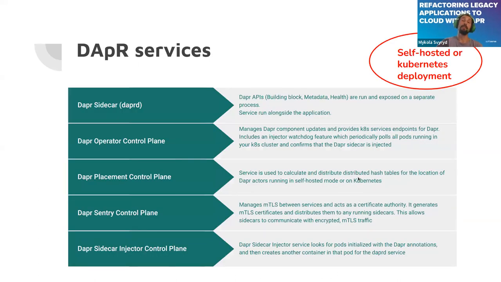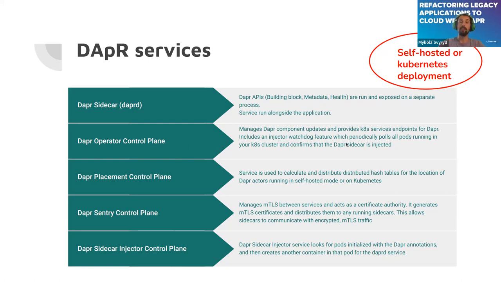Now about the Dapr services themselves. It has five services, and one important thing is Dapr can be hosted in the self-hosted mode or on Kubernetes, and some of them are used only for Kubernetes. Daprd is actually the main service, and it runs and is exposed as a separate process. It runs aside the applications on Kubernetes or in the self-hosted mode as a process.